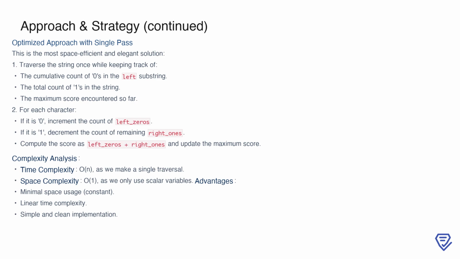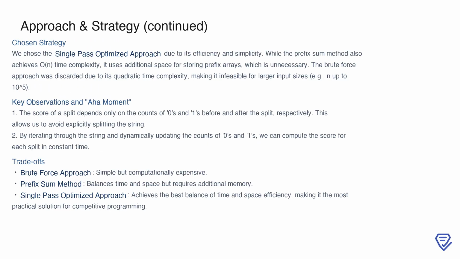By updating these counts dynamically, we can calculate the score for each split in constant time, making the entire process run in O(n) time. Additionally, this approach requires only a few scalar variables, so the space complexity is reduced to O(1). This method is not only efficient but also easy to implement, making it an ideal solution for this problem. Among the approaches considered, the single-pass optimized approach stands out as the best option due to its simplicity and efficiency. While the prefix sum method also achieves a linear time complexity, it requires additional memory to store the prefix arrays. The brute force approach, on the other hand, is too slow for larger inputs due to its quadratic time complexity.